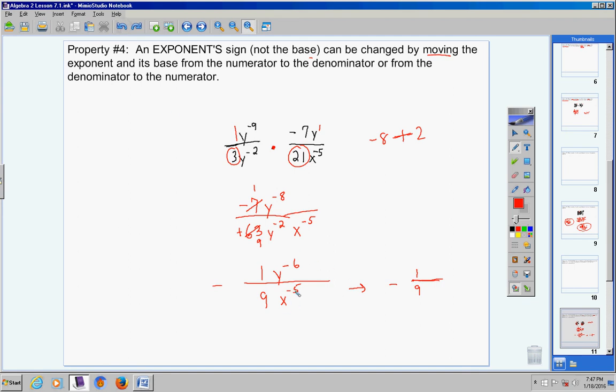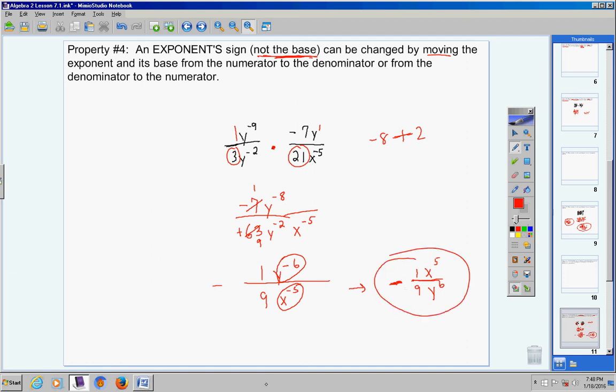But the x has a negative exponent, so bring the base and the exponent up top, and the -5 becomes positive. This y has a negative exponent, so bring the y to the bottom, and the -6 changes. Notice the bases did not change, just the exponent. And there we go. There's my answer.